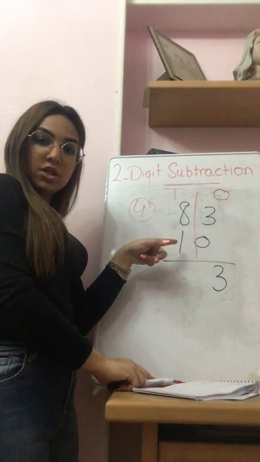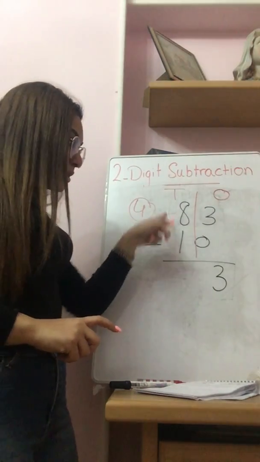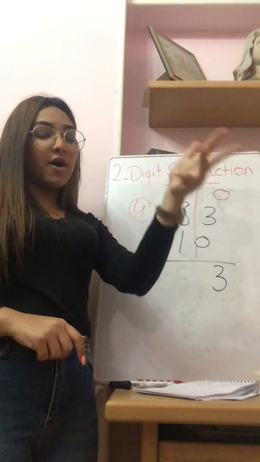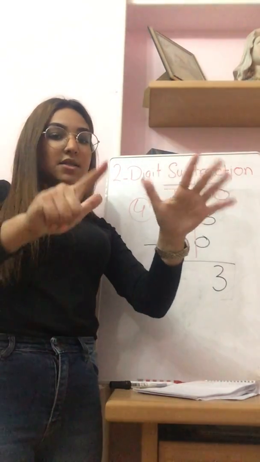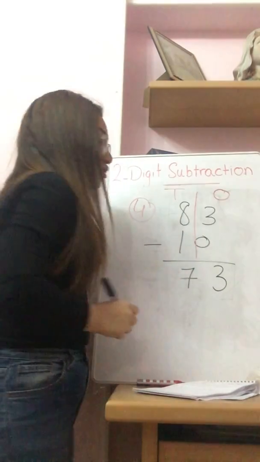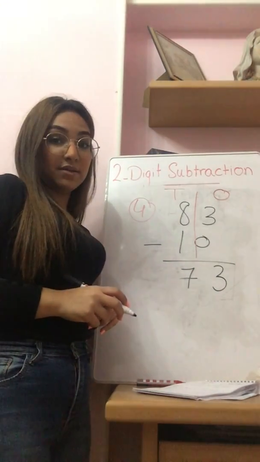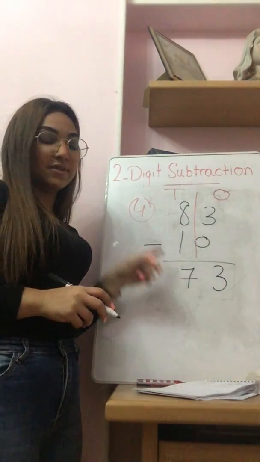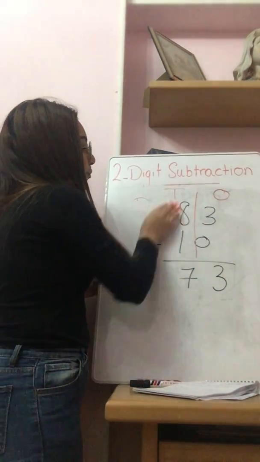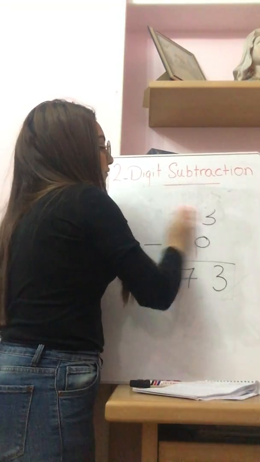8 minus 1, we are going to count from the small number to the bigger number. After 1, 2, 3, 4, 5, 6, 7, and 8. These are 7. So the answer is 73. The answer is 73. I hope you are following along with me, everyone.